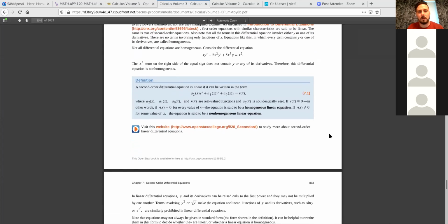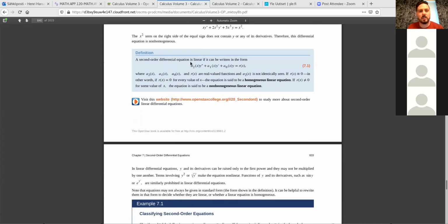So, like I say here, the definition of a general second-order linear differential equation is of this form. We have something multiplying y's second derivative, plus something multiplying y's derivative, plus something multiplying y, and then something on the right-hand side. And if this right-hand side is 0, we say that it's homogeneous. And if it's not 0, then we say that it's a non-homogeneous equation.